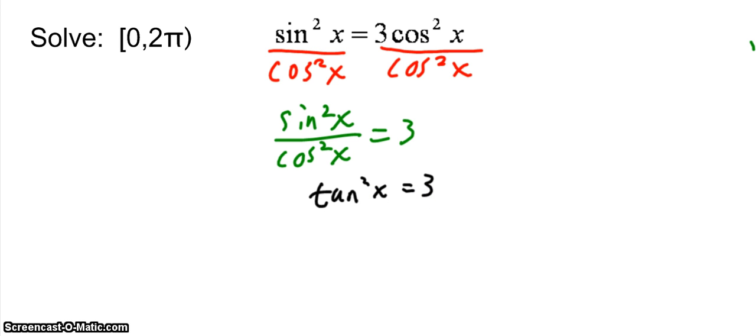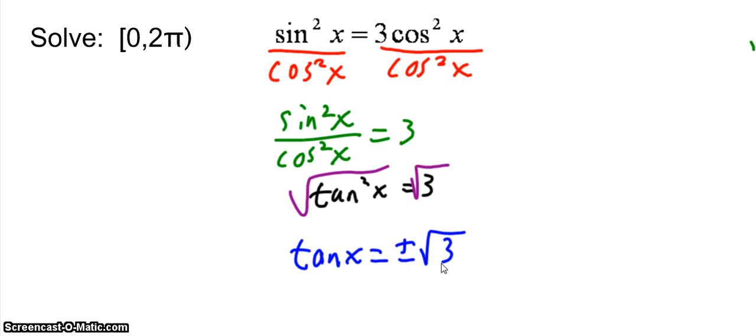Now, this looks like something that I've done before. Let's take the square root of both sides, and we get tangent of x equals plus or minus root 3. I want you to use your unit circle, pause the video, find where does tangent equal root 3 and negative root 3. Unpause when you're ready to check.